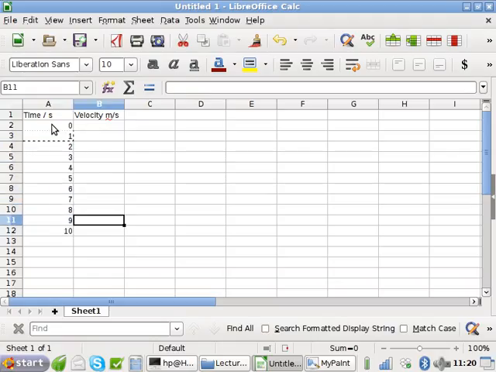And then the velocity starts at 0, 5, 15. No, 5, 10, yep. 15. Yep. 10, 5, 0, 0, 5, 10. Okay, and what's question 1?